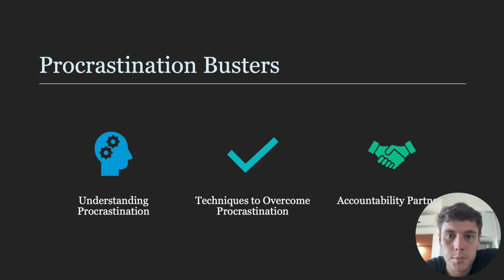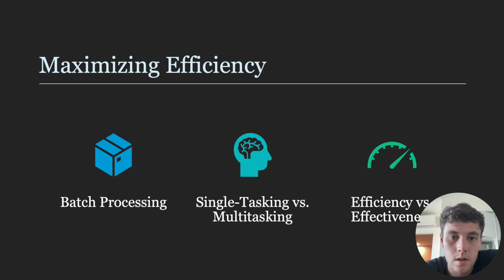Okay, so by understanding procrastination, you can overcome it. And by partnering with someone, you'll significantly reduce procrastination and boost your productivity. And these will help you take control of your time and achieve your goals. Next, we'll move on to maximizing efficiency. We will talk about batch processing, single tasking versus multitasking, and efficiency versus effectiveness.